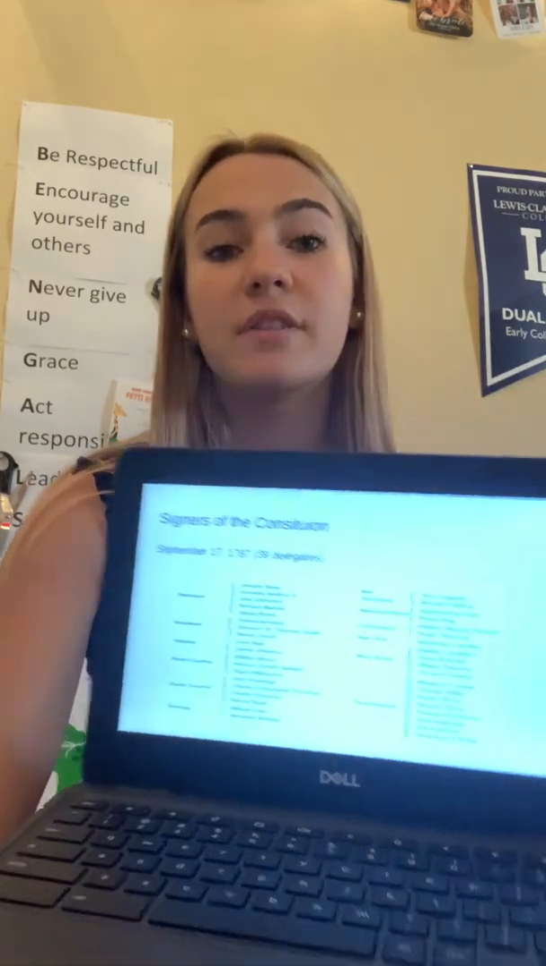So one thing that I thought was super interesting were the signers of the Constitution, and I included all of the 39 delegates that signed the Constitution on this slide. This happened on September 17th, 1787. The Constitution was a very controversial topic, and I'm going to go ahead and get more into that.